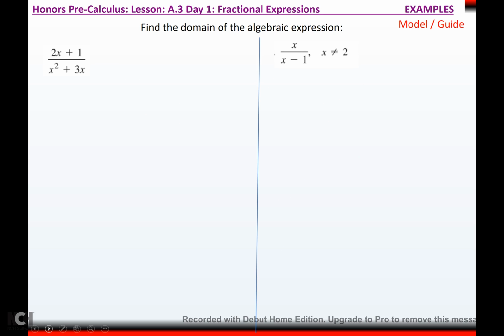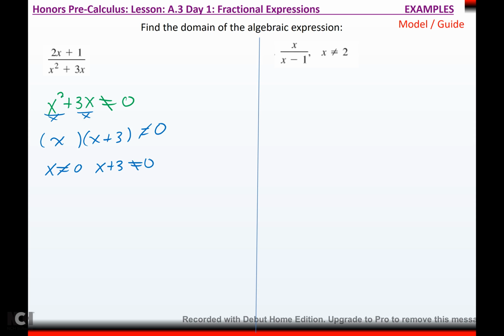Alright, let's look at this one. We have to tell Mr. Denominator that you may never equal 0. To solve this, there's two terms, so I'm going to factor. I can do a GCF by x. If I factor out an x, that would leave x plus 3 cannot be 0. So x cannot be 0, and x plus 3 cannot be 0. Solve them. That one's done. Minus 3, x cannot be negative 3.